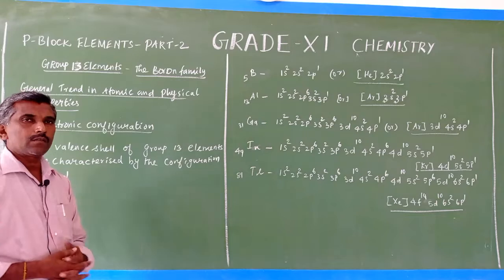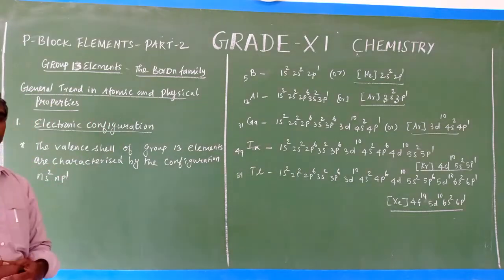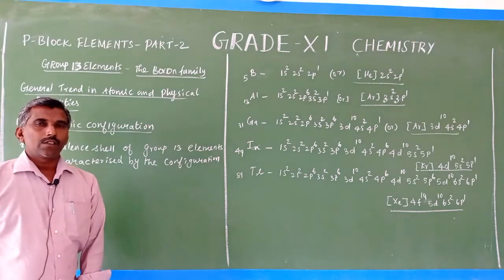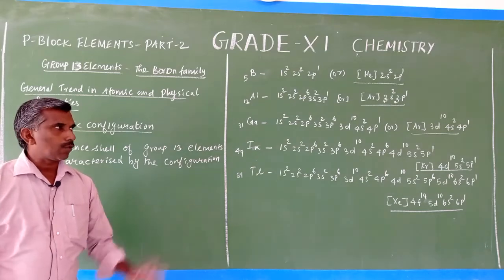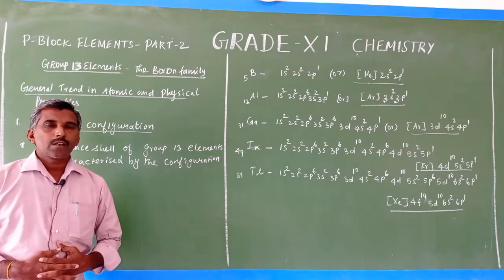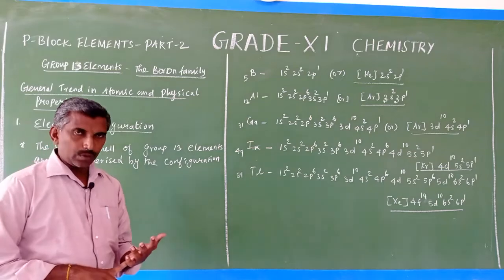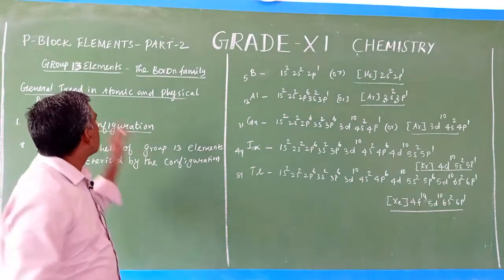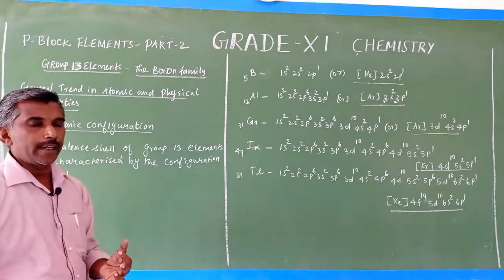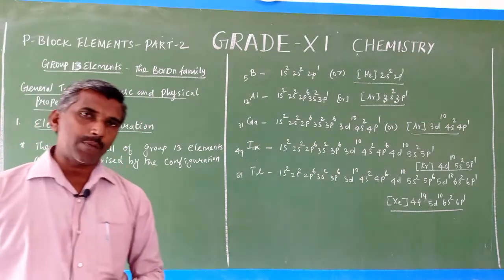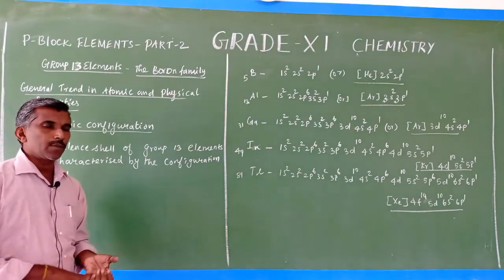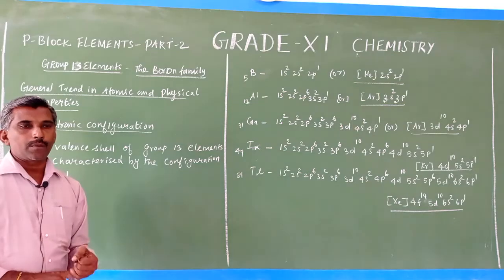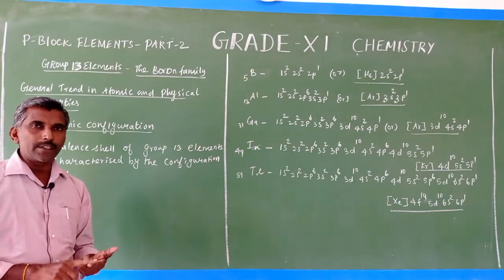P block element part 2. Part 1 is already finished. Now in part 2, in the P block elements, there are two groups: Group 13, the 13th group elements, the boron family, and the 14th group elements, the carbon family. Now we are discussing the boron family: boron, aluminum, gallium, indium, thallium.